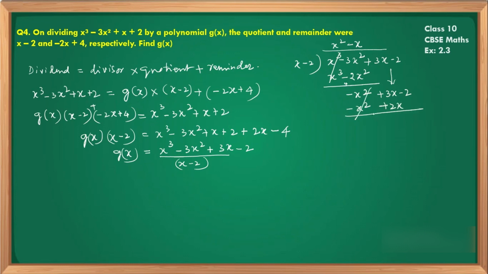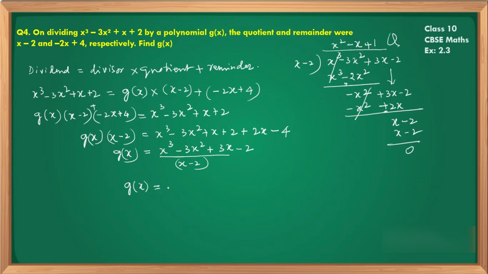Now this gets cancelled. Now this sign becomes minus. You have to take the difference. It is x minus 2. X minus 2 when multiplied with 1, you get x minus 2 and the remainder is 0. Now, this is the quotient. What is required here is gx.